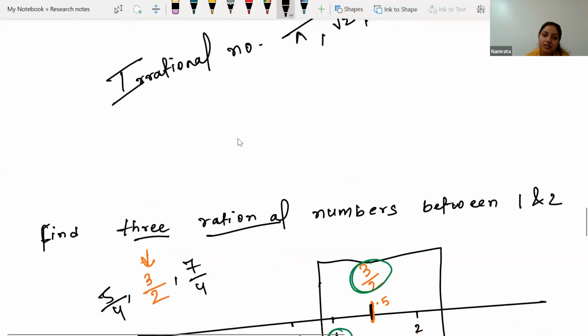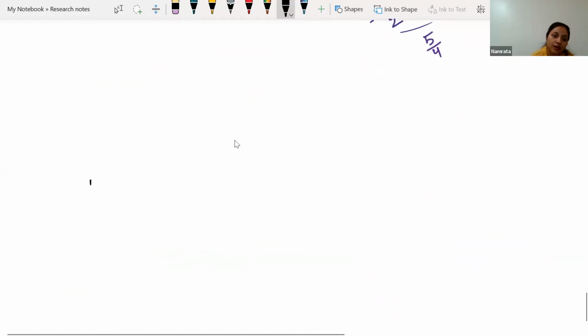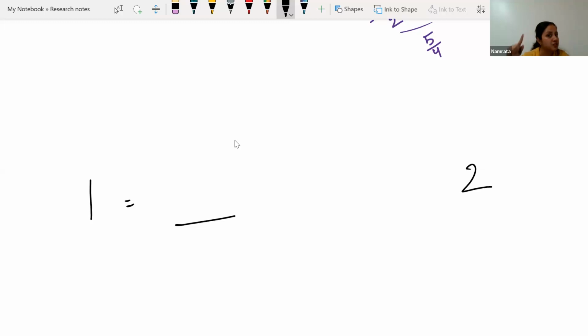What the other way says, we have to find 3 rational numbers in between 1 and 2. That means we will take 3 plus 1, and make the denominator of both 1 and 2 the same. We will convert it into equivalent fractions like this. 1 is there and 2 is there. Okay. 3 rational numbers we want. That means we will be doing 3 plus 1, 4. 1 extra we need to take. In the denominator, here I'll be taking 4, here I'll be taking 4.